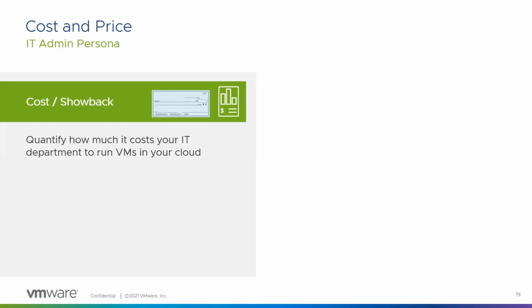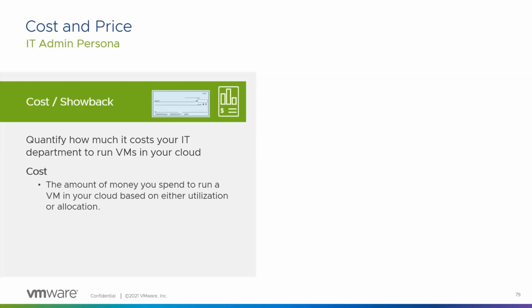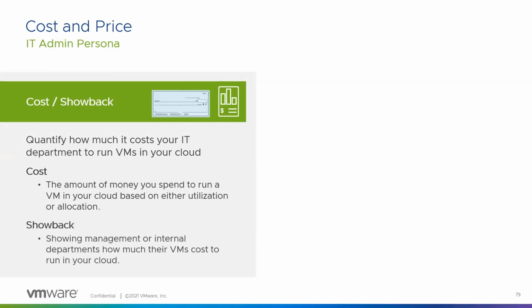So cost and showback is basically showing how much it costs to run the virtual machines. So the cost is how much you spent. That's like your expenses. How much you actually paid for the servers, how much, as the provider, you paid to your vendors to be able to run the virtual machines. And then showback is basically creating a report or dashboard showing those costs to someone else. It could be the owner, it could be management, or anybody that wants to look at the costs. So showback is a report based on cost.